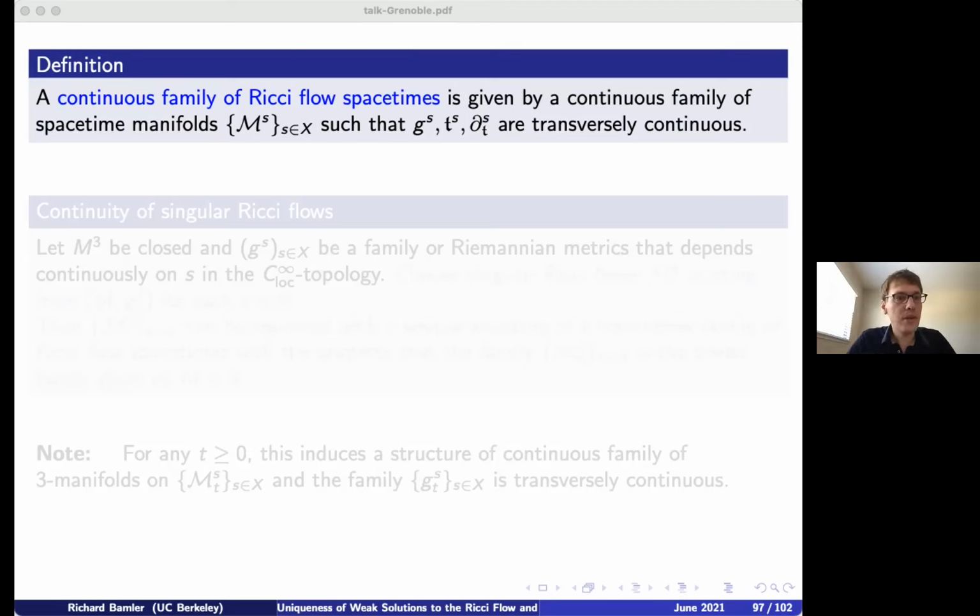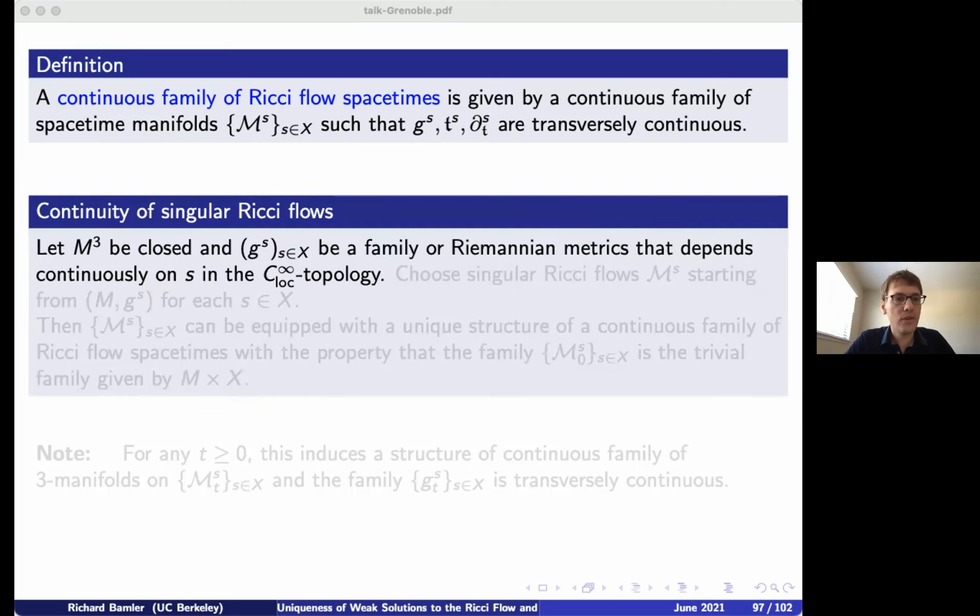And this now allows us to express continuity of singular Ricci flows. Okay? So let me now state the main theorem. This theorem says that if we are given some closed 3-manifold, and a continuous family of Riemannian metrics on it, parameterized by some topological space, that depends continuously in the smooth topology. Now, for every s, we can choose some singular Ricci flow starting from M, g_s. Okay? So we can do this uniquely up to isometry.